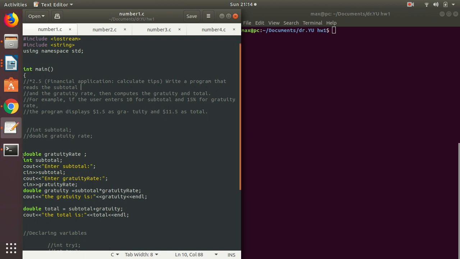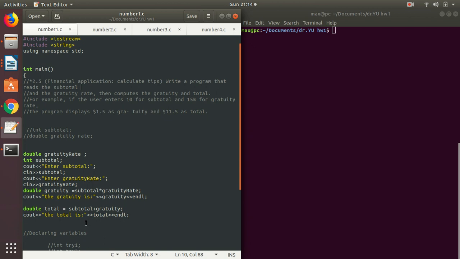So how do we get the subtotal? You prompt the user to enter the subtotal, and you also prompt the user to enter the gratuity rate. So you multiply the subtotal and the gratuity rate to get the gratuity, and to get the total you add subtotal plus gratuity.